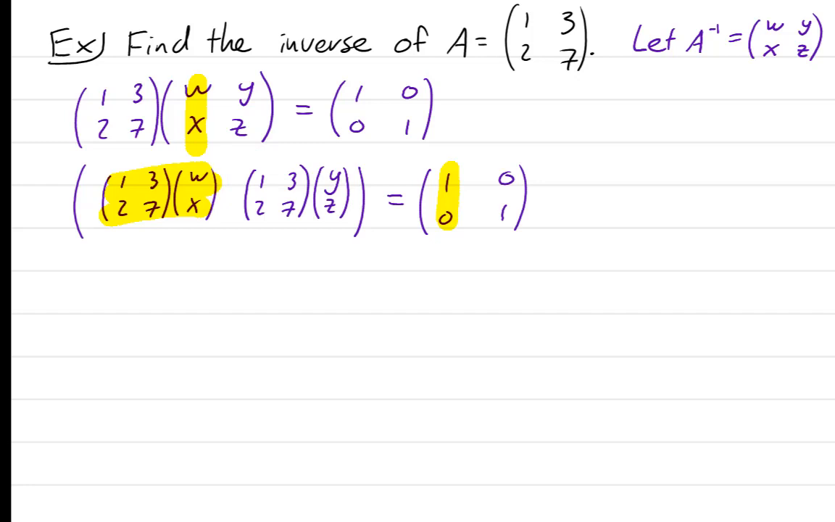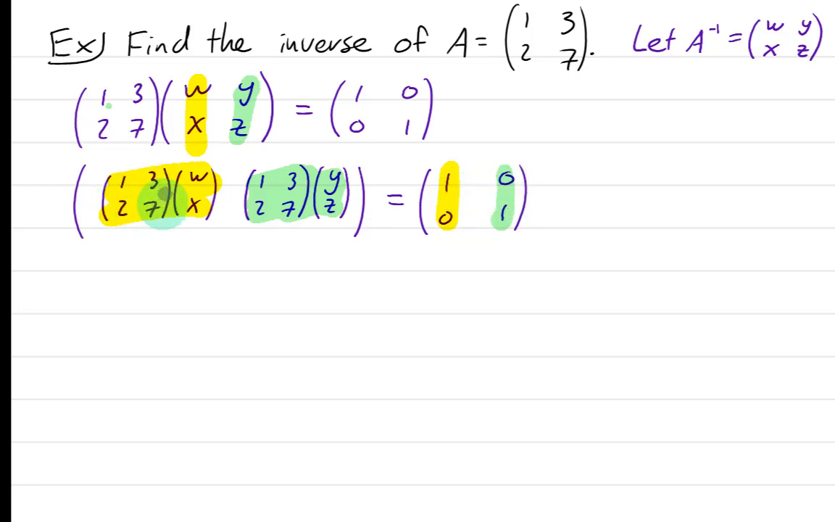And likewise, we should be able to do A times the YZ vector to get 0, 1. And this is, again, just one of the definitions of matrix by matrix multiplication. And so we can think of this as trying to find these W, X, Y, and Z vectors here. It's basically the same thing as trying to find solutions to these 2 vector equations at the same time.